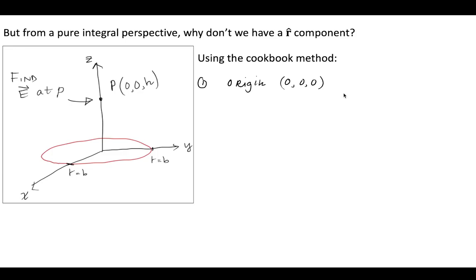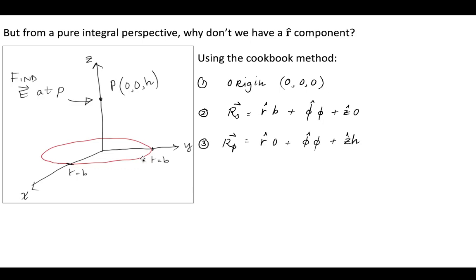If you start out by setting up an origin for your coordinate system in your problem statement, we have an origin that's going to be right here at the center. And we have the ring that's radius b, and we're looking for the E field at point P that's h above. Now, step 2 is to write the vector rs. That's a vector from the origin to the source of the charge. That's the location of the charges that you want to find. So these are everywhere on this red ring.